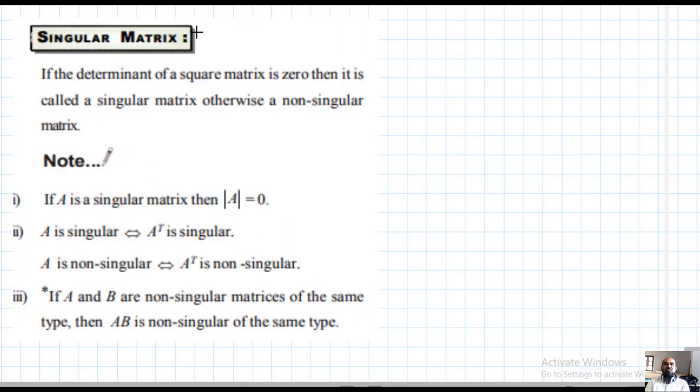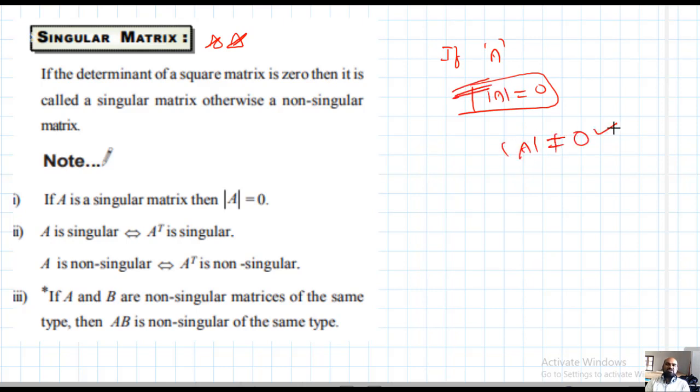Here students, singular matrix, important. A square matrix A is said to be singular if det A equals 0. If the determinant of a square matrix is not equal to 0, it is called non-singular. Don't confuse: det equal to 0, singular; otherwise, non-singular.